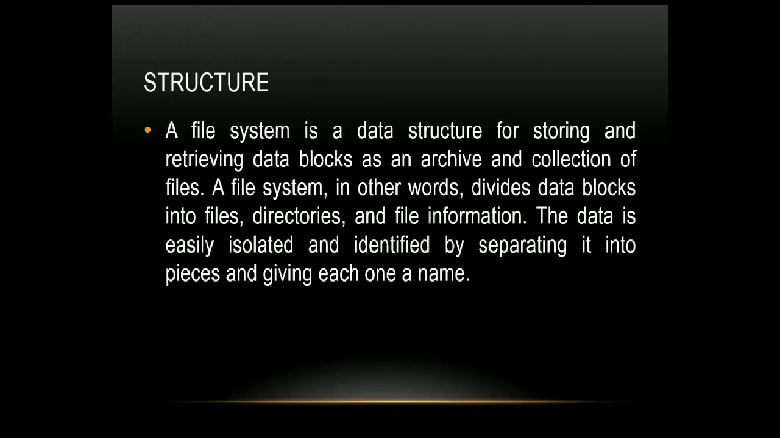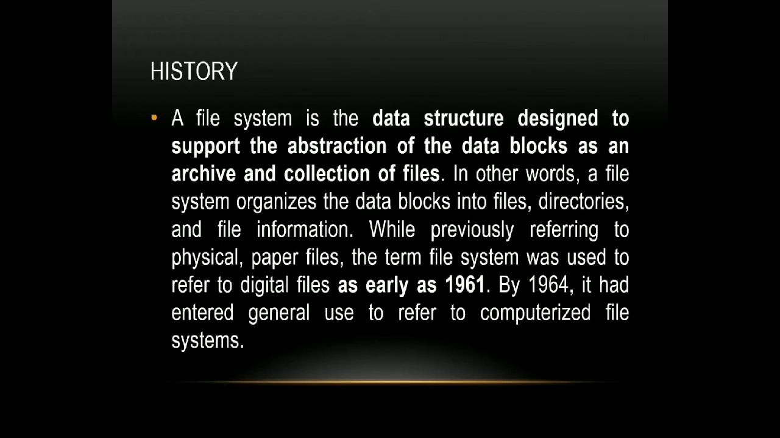A file system is also known as a file management system. It is a mechanism and data structure used by the operating system to regulate how data is saved and accessed in the computer. The history: a file system is the data structure designed to support the abstraction of data blocks as an archive and collection of files.